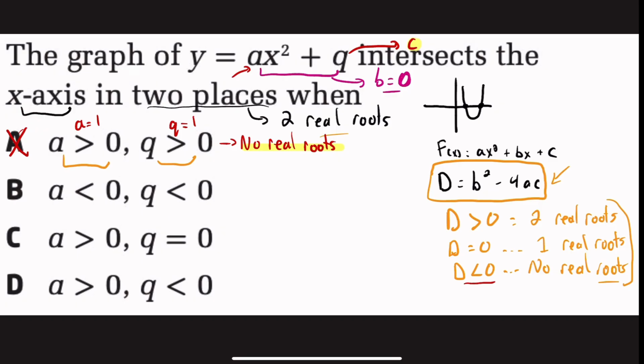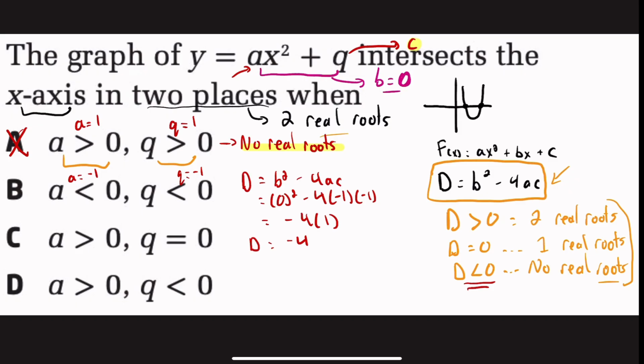Now for B, we have a is less than 0 and q or c is less than 0. So let's give a a value of -1 and then q or c a value of -1. And then we're going to plug it into this discriminant formula over here. That would still end up with us getting -4 for the discriminant value, which again would be no real root, so it can't be this one either.